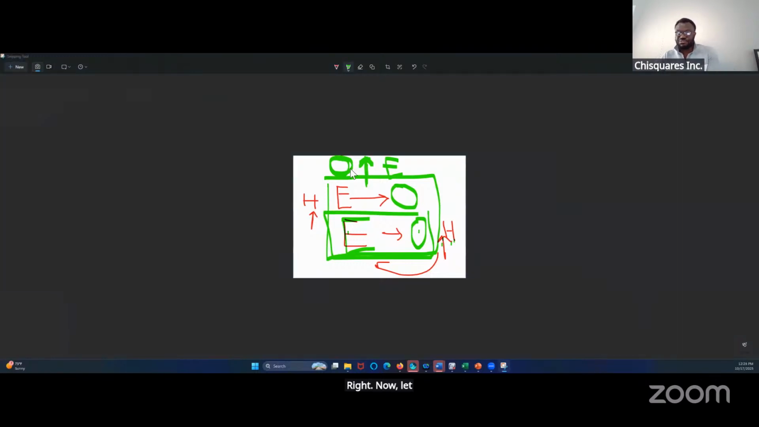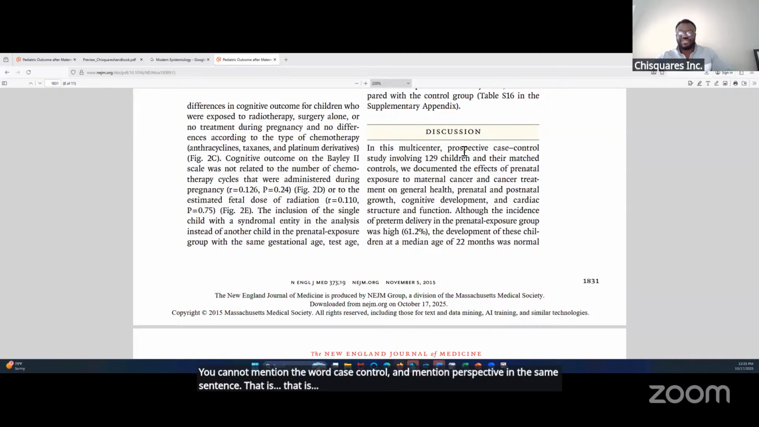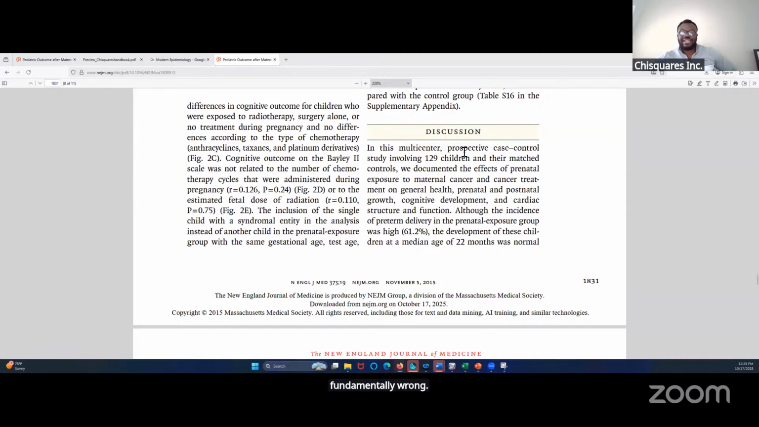Now let's go back to our paper that we're evaluating and why this is pretty wrong. It cannot be a prospective case control study because you cannot mention the word case control and prospective in the same sentence. That is fundamentally wrong. Case control studies cannot be prospective because they're always retrospective, since we already have the outcome and we're looking back in time to see what exposures may have led to the outcome, right? So that's why you cannot have a prospective case control study.